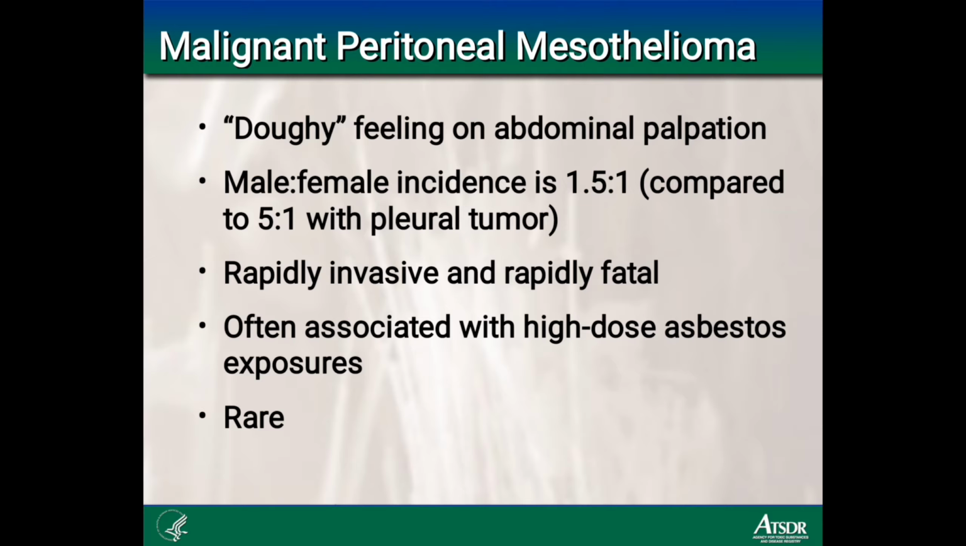The other type we have is malignant peritoneal mesothelioma. It is a doughy feeling on abdominal palpation, and the ratio between male and female incidence is 1.5:1, meaning it is more common in males than in females. So it is also rapidly invasive and rapidly fatal, and it is associated with high dose asbestos exposures, such as for the people working in the factories or construction companies, and it is also rare.